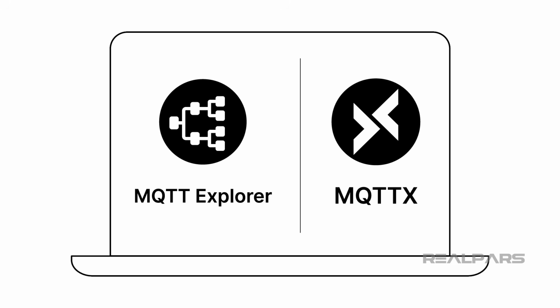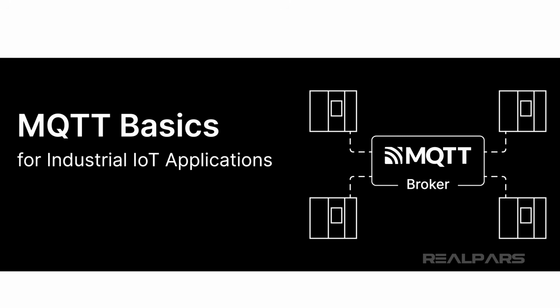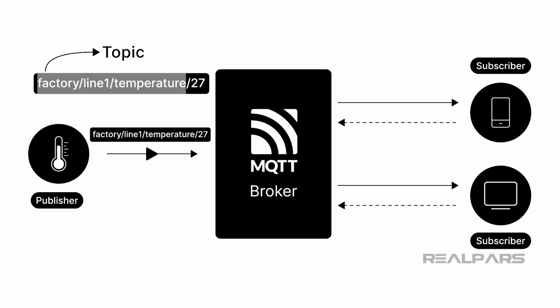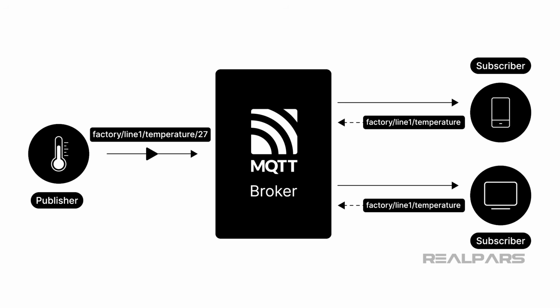There are Windows-based graphical tools, such as MQTT Explorer and MQTTX, that interact with brokers, simplifying MQTT publishing and subscribing. Check out our course MQTT Basics for Industrial IoT Applications to learn how you can use MQTT Explorer to publish and subscribe to messages. MQTT offers a simple and efficient way for IoT devices to exchange data via a central broker, using publishers, subscribers, and topics. Once you understand how these components work together, the publish and subscribe model becomes powerful and straightforward to use.